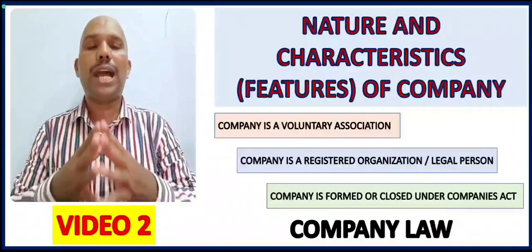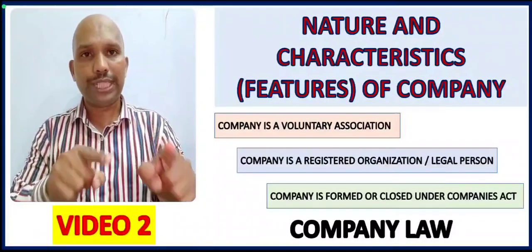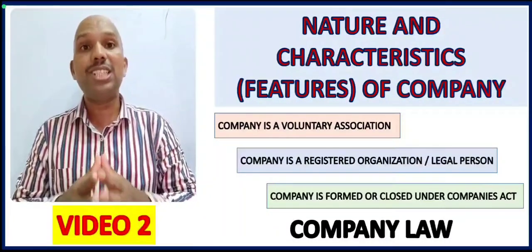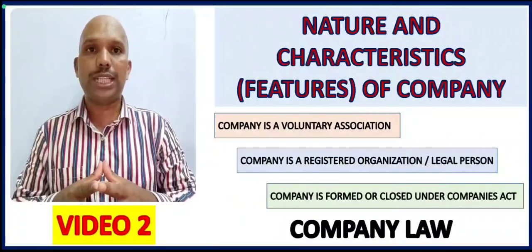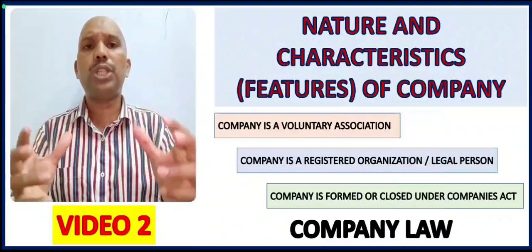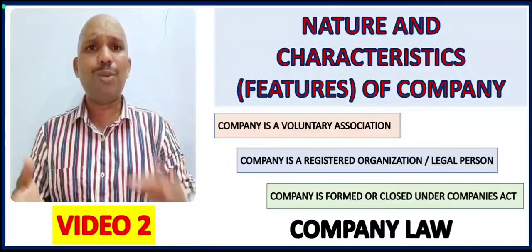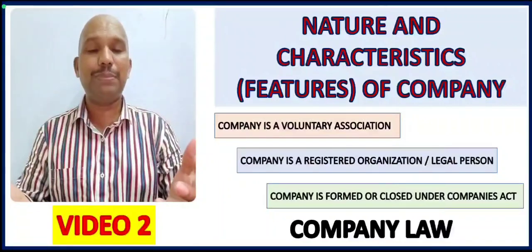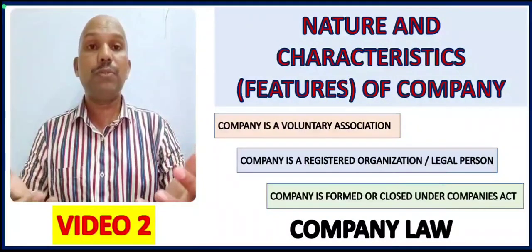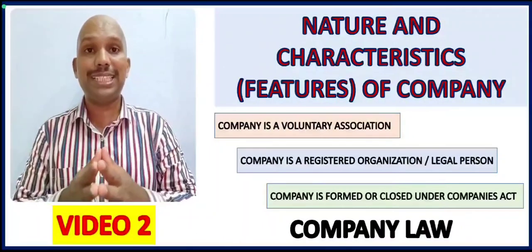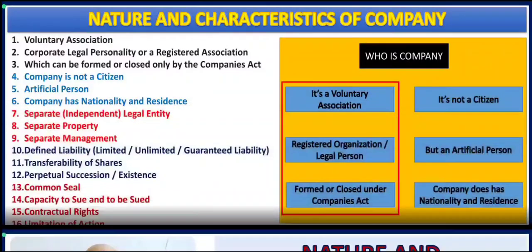In this first video I am going to cover as many as 3 such concepts. They are: company is a voluntary association, company is a registered organization or a legal person, and company is formed or closed under Companies Act. In some videos I might just cover one with a lot of case laws. It becomes so because few of those aspects are very important. For this video we are going to cover 3 of them, and from my next slide let's try to understand them one by one.